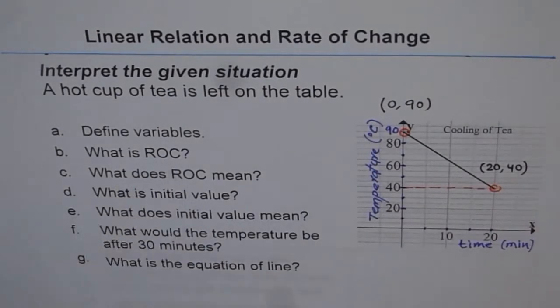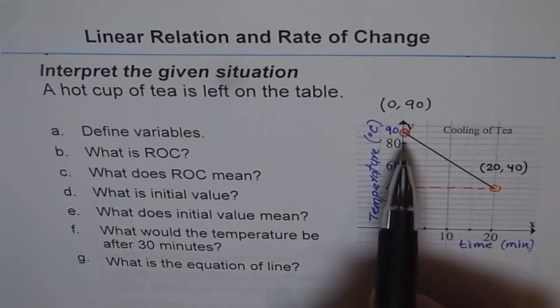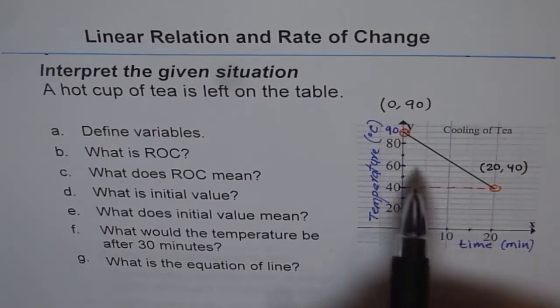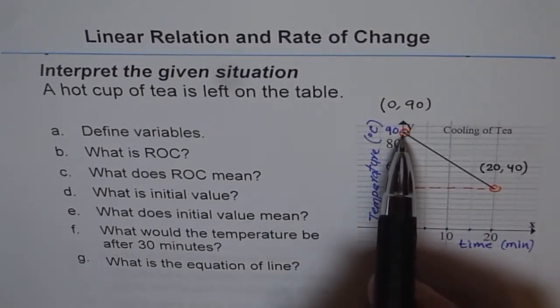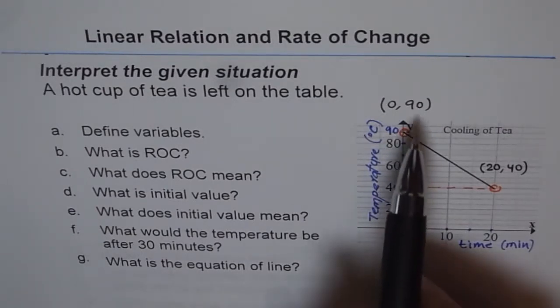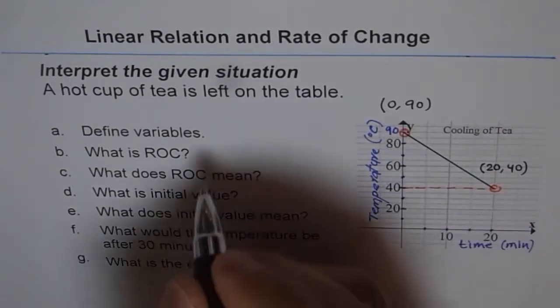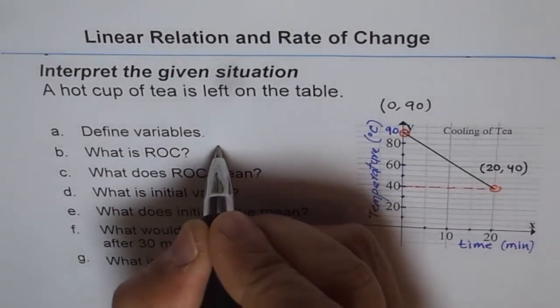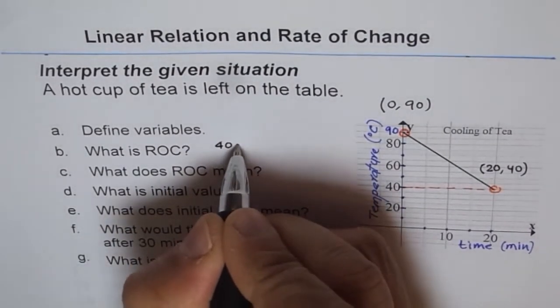To find rate of change, we need to do rise over run. So rise is negative because we are going down. Do you see that? We are going down. So we are going down from 90 to 40, and therefore rise will be 40 minus 90.